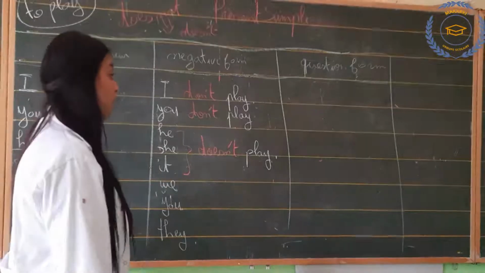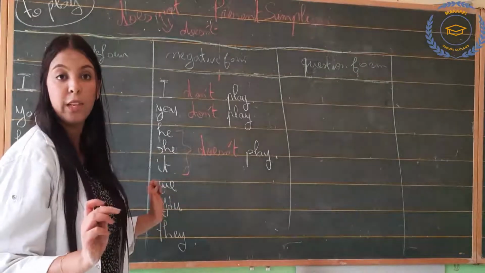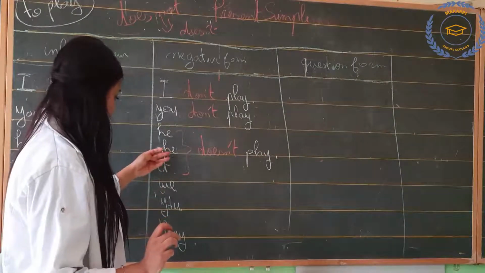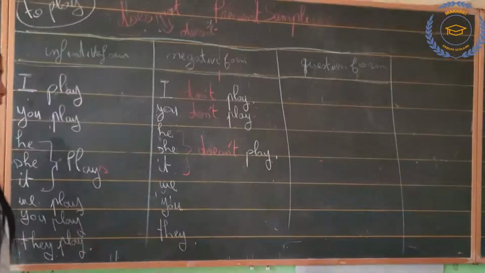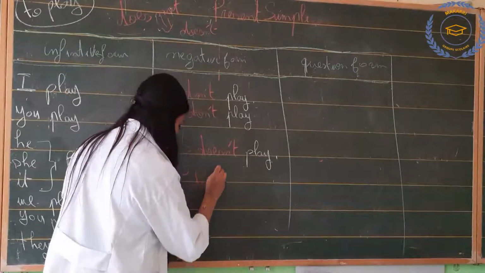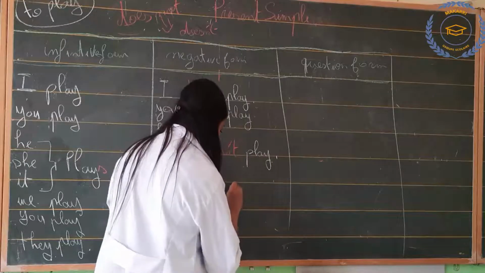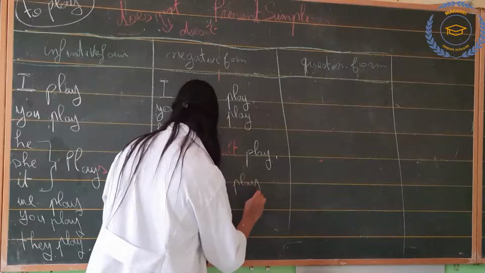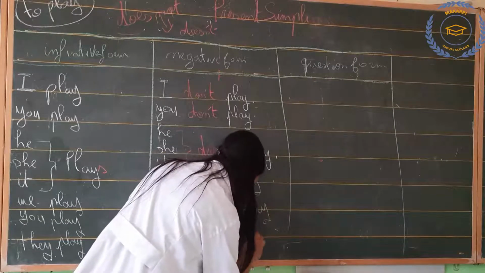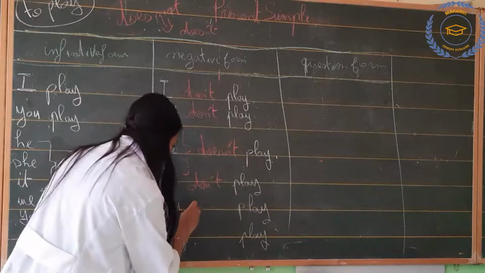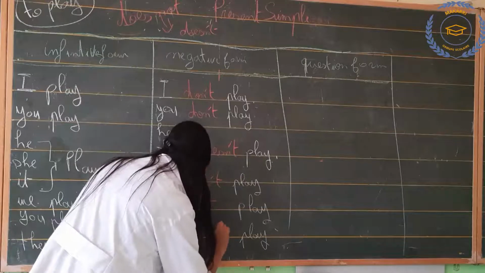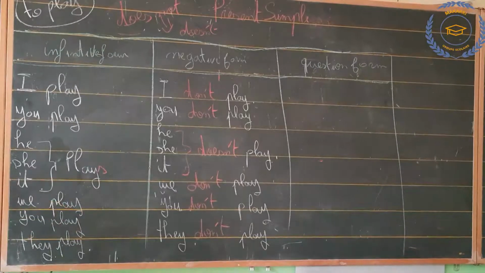The next one, we. No change. For the rest of the subjects, we are not going to change anything. We don't play. You don't play. I'm going to do it like this. They don't play.